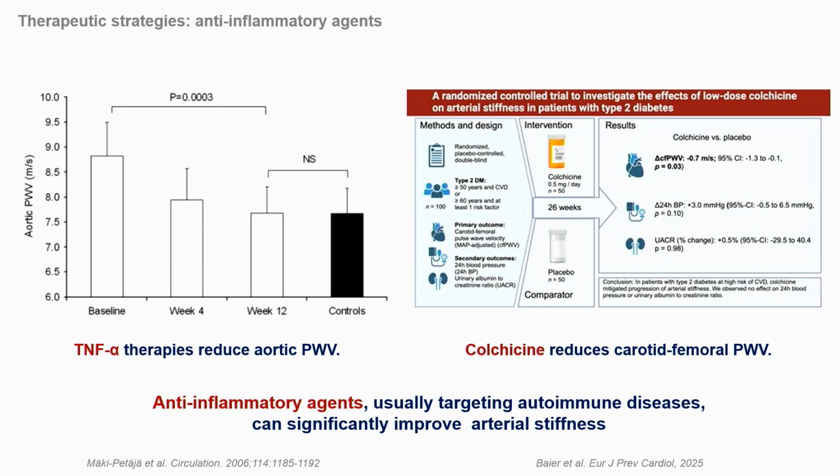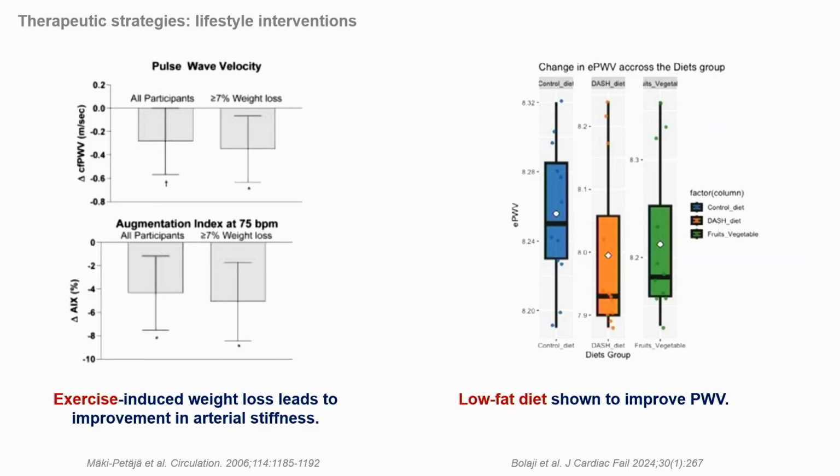Anti-inflammatory agents, by definition, act to reduce inflammation, especially targeting autoimmune diseases. So TNF-alpha therapy and colchicine can also significantly improve arterial stiffness. Lifestyle interventions, again, are well-known interventions that can lower blood pressure as well. It's likely that exercise and diet have some connections with arterial stiffness, which may or may not be the predecessor of hypertension. So doing these lifestyle interventions in patients with chronic low-dose inflammation can also help decrease vascular inflammation.